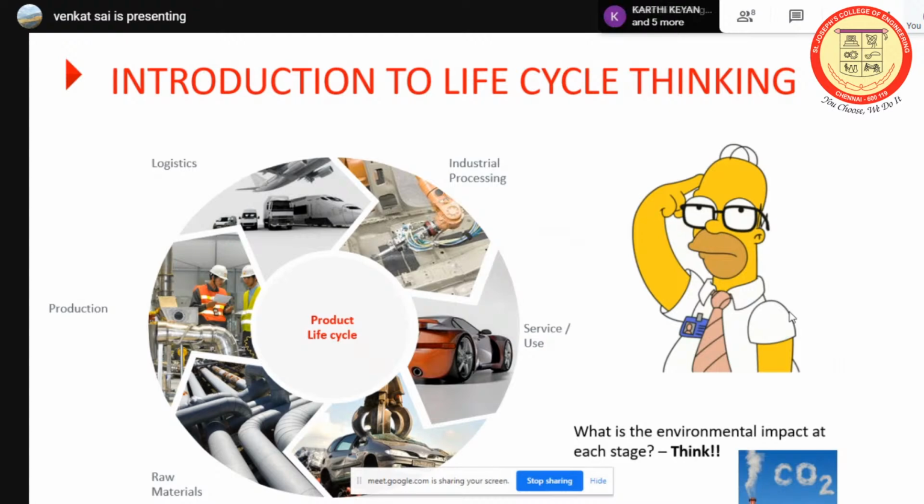Think about the environmental impact at each stage. Think this through. This is what life cycle thinking enables you to do. It cuts the life cycle of a product into different segments, allows you to understand what could be the environmental impact at each stage. And when you sum all of them together, you get the net environmental impact of that particular product. This is the concept of life cycle thinking.